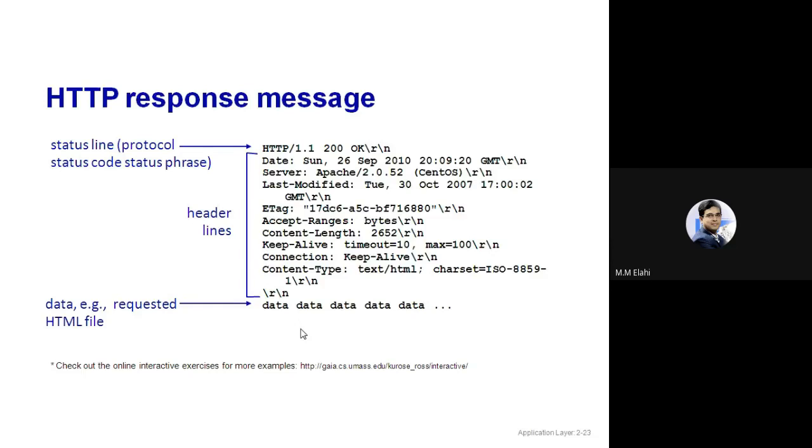Again, for the server to inform the client. For example, you can see date. There is a field called date. Date means at which time the server sends the response. Then there is a server field that specifies what type of environment the server is using, like Apache 2.0, CentOS. Last modified. What is last modified?